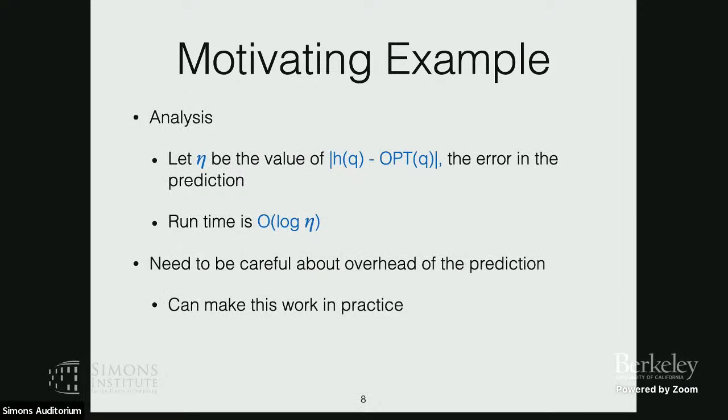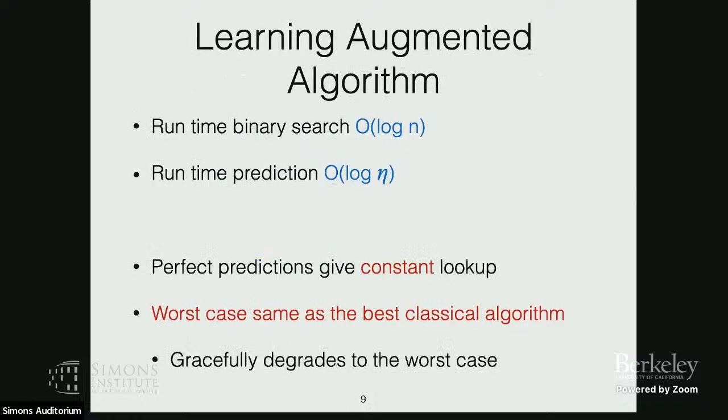Let's do a little back of the envelope analysis. So if eta is the error in our prediction, well, then what's the running time going to be? It's going to be log eta, right? So you do these powers of 2, right? It takes log eta time, binary search inside, log eta time. And you can be a little careful in practice, or you actually have to, train this prediction, but you can make it work.